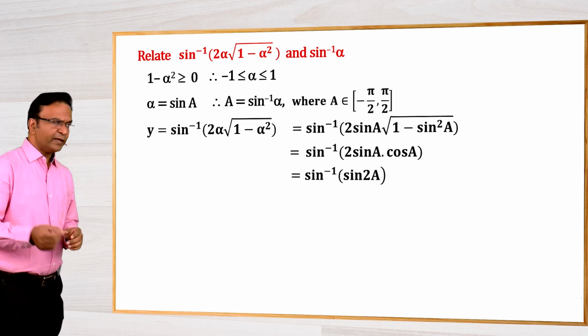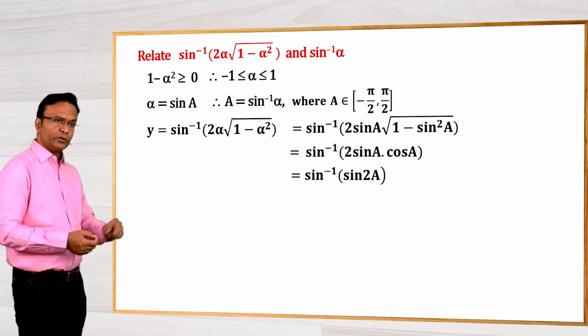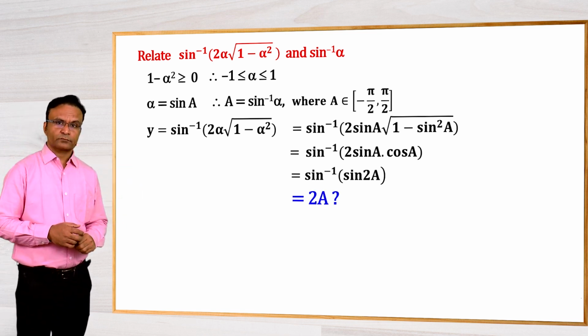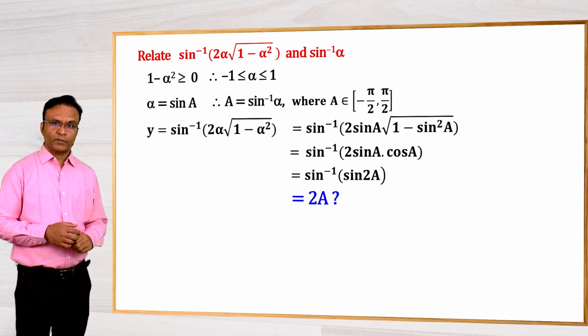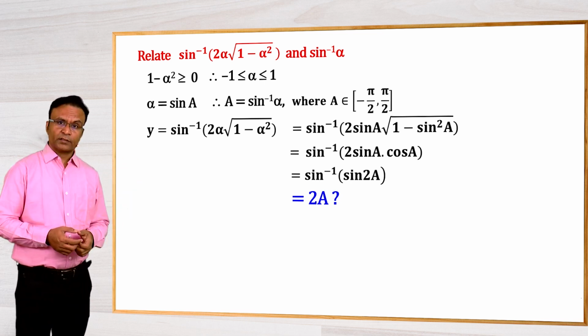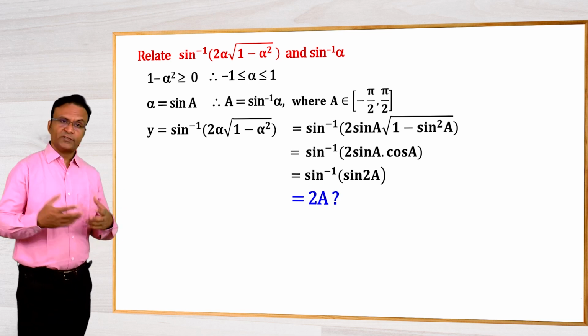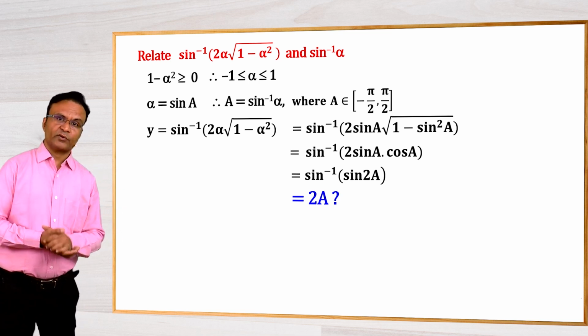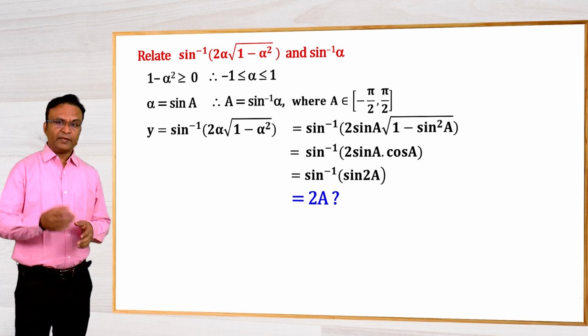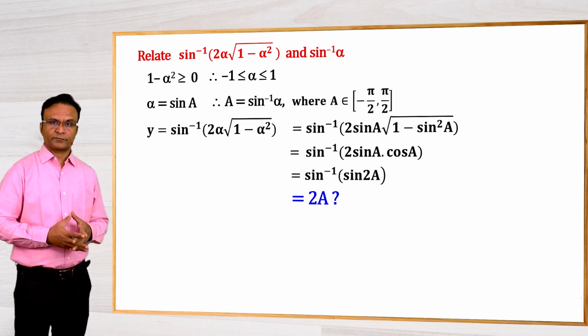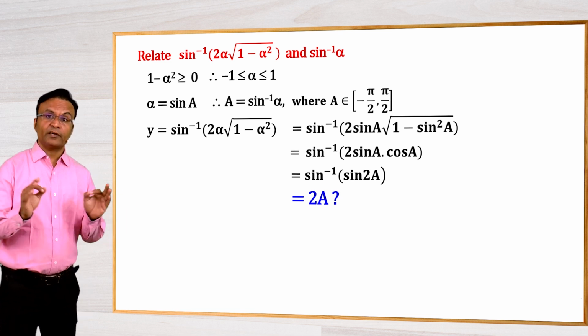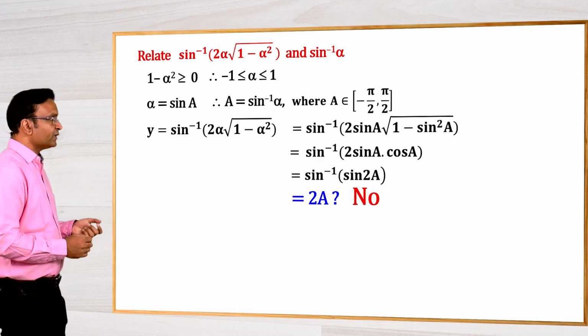Now tell me, is this value equal to 2A? If this is 2A, then our answer will be 2 sine inverse alpha, because A is sine inverse alpha. Tell me, is this correct? Absolutely not. What is the reason?